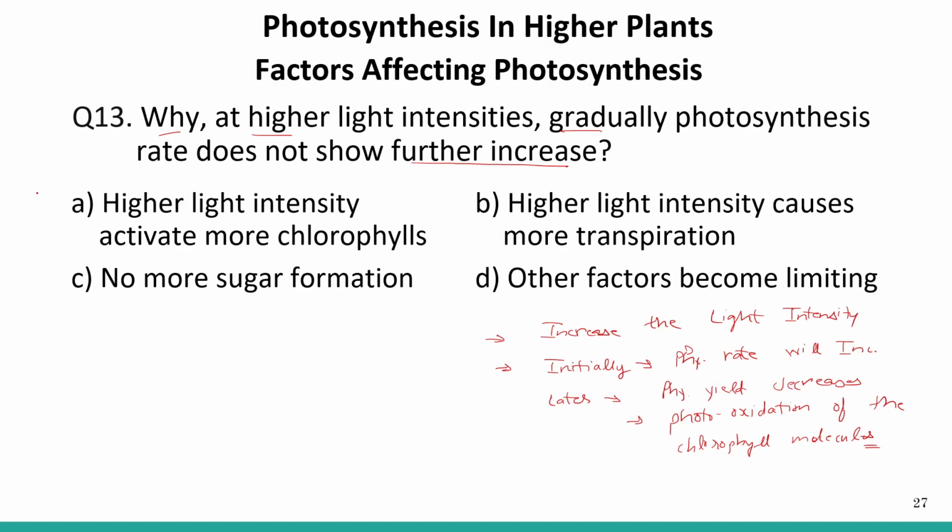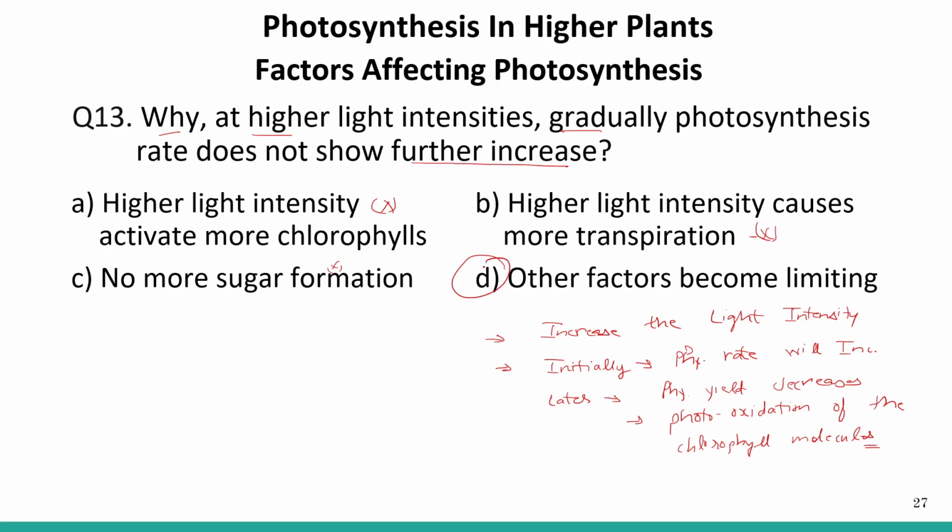Okay, and next, let's read the options. First option, higher light intensity activates more chlorophyll. Not true. Second option is higher light intensity causes more transpiration. Okay, but here we are talking about photosynthesis and not transpiration. This is also not true. Option C is no more sugar formation. Okay, this is also not true. Fourth option, other factors become limiting. Okay, so this option is correct.